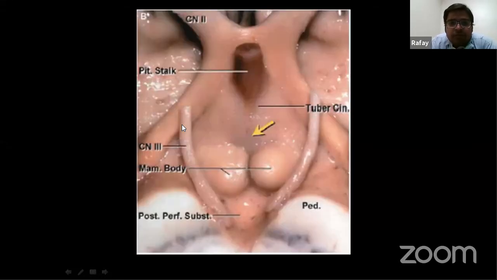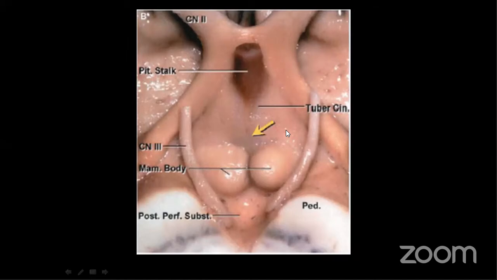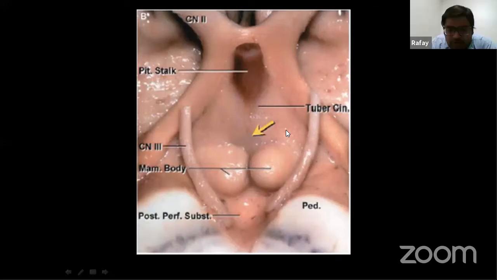Now, the next one, can anyone tell the clinical significance of this area, which I'll mark with the yellow arrow? Dr. Pravat Kumar again. It is the space for endoscopic third ventriculostomy. Yes, through this area we are doing the third ventriculostomy. This is the floor of the third ventricle, and this is the area where we make a hole during the ventriculostomy. Correct.